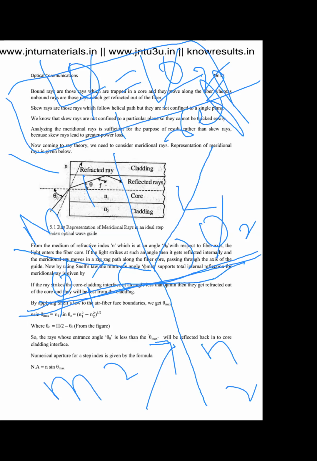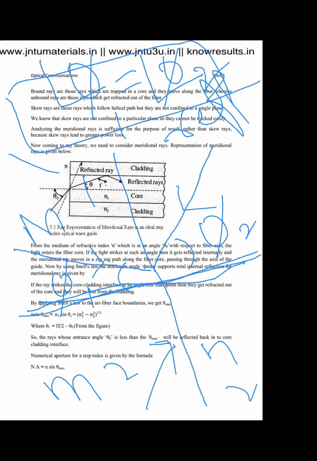I once again repeat, consider two different media, medium one and medium two, separated by a boundary. When a ray is incident on medium one with an angle of incidence phi 1, and if the same ray gets reflected back into the same medium with an angle of reflection phi 2, then the angle of incidence will be equal to the angle of reflection, that is phi 1 is equal to phi 2. This property is called the law of reflection.